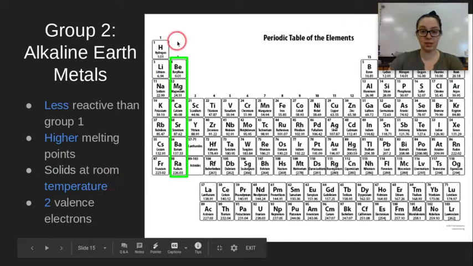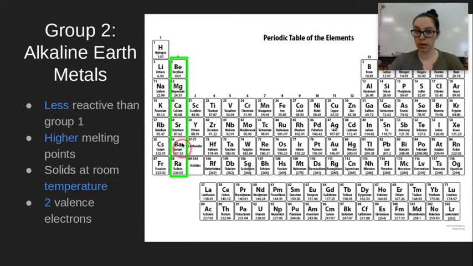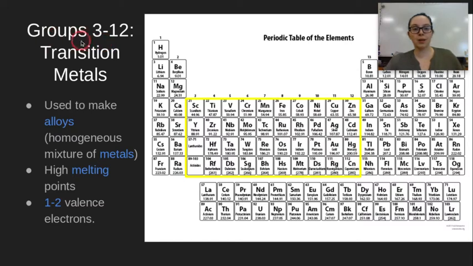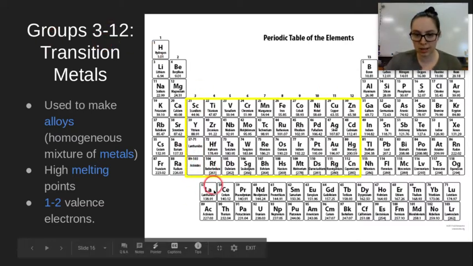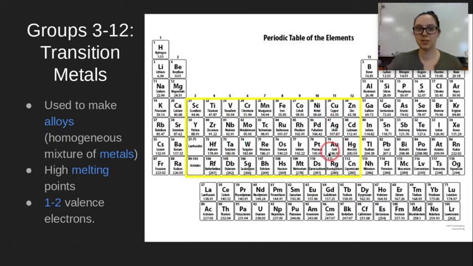They are still solids at room temperature, like most metals are. But these group 2 elements have 2 valence electrons. Group 1 had 1. That includes hydrogen, only has 1. Group 2 had 2. Interesting patterns. Let's keep going. Groups 3 through 12. This big block right here, kind of minus these two guys. These guys are down here, but this big block, this is called your transition metals.